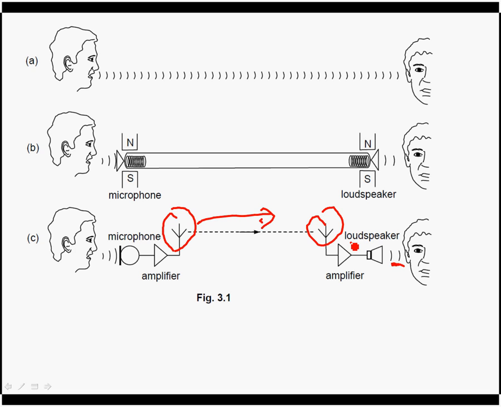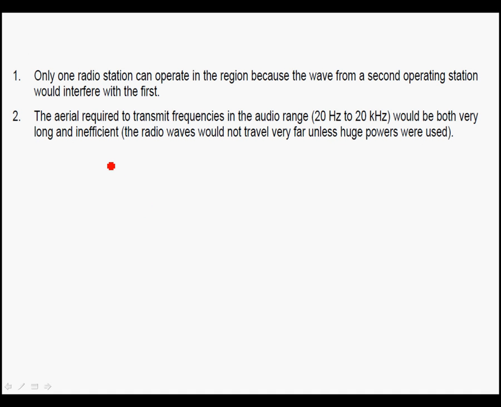Now, normally we will use this to explain, but let's see what are the things involved in the process of sending information through radio signals. Okay, first of all, let's look at the problems with sending this. The first problem that you see is that only one radio station can operate in the region.